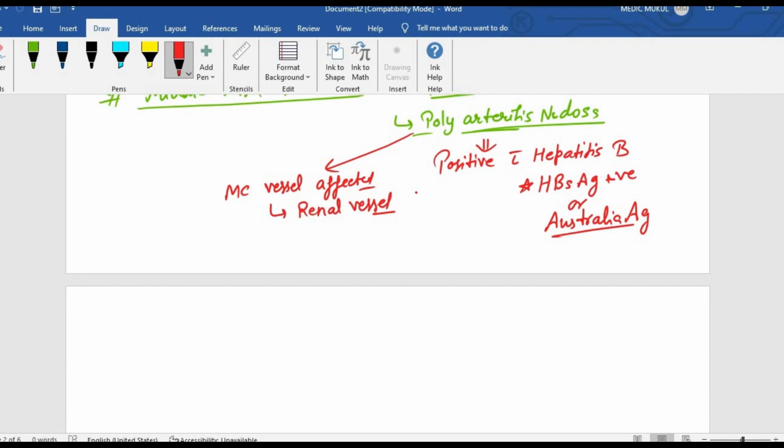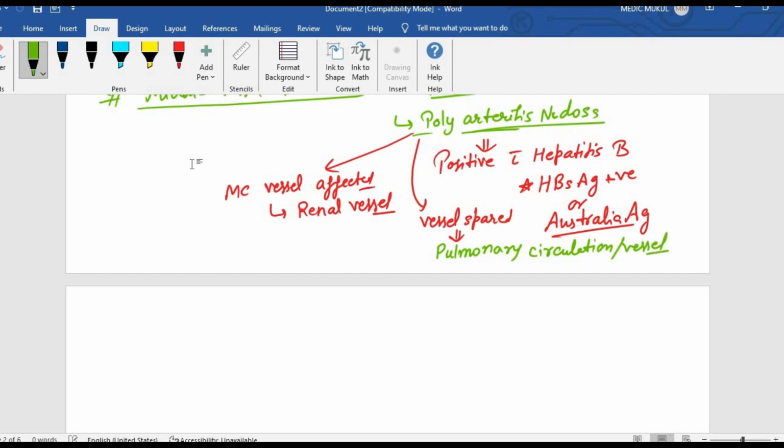And which vessel is spared? Just tell me which vessel is spared. Let me write it in the chat box. So which vessels will be spared in polyarteritis nodosa? We just studied. That is pulmonary. Yes, that is pulmonary. Very good, Hamza Hassan. Pulmonary circulation will be spared, so all the pulmonary vessels will be spared.